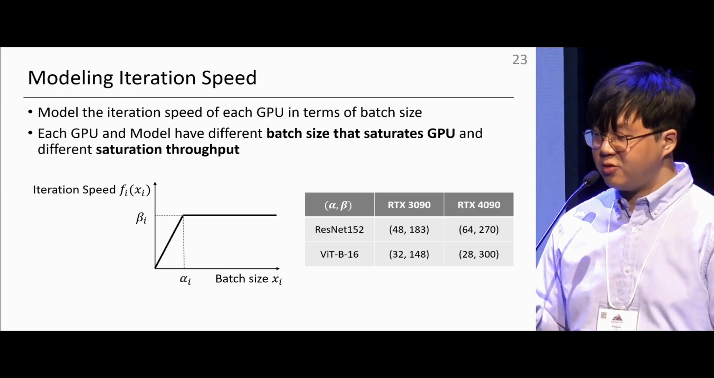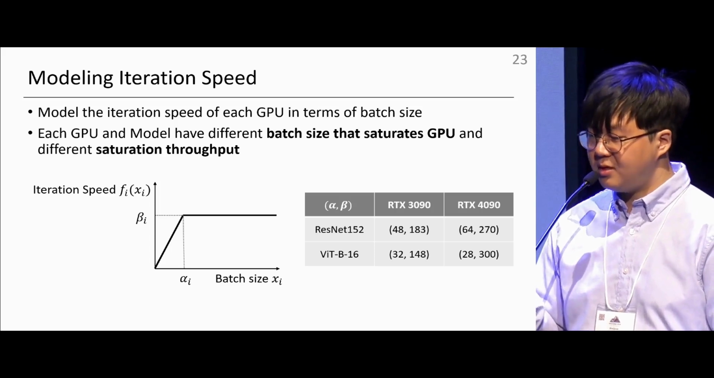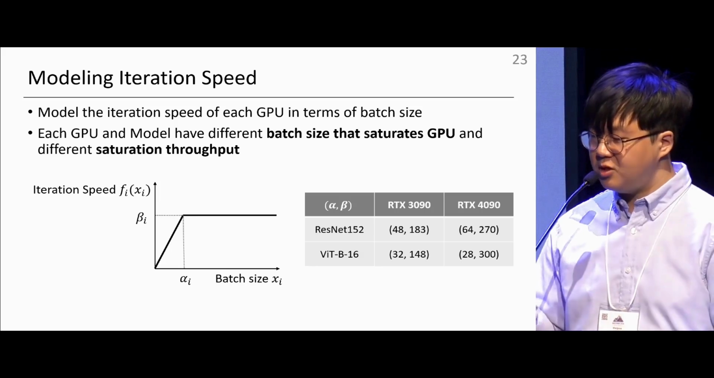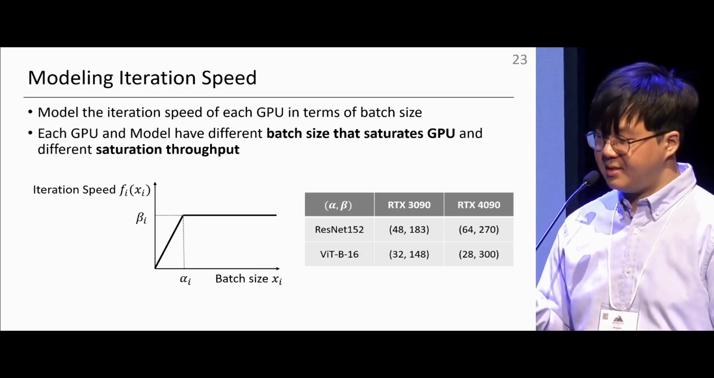Next, we model the iteration speed. To model the iteration speed, we need to consider computation time and communication time. First, to model the computation time, we model the GPU processing throughput in terms of batch size.